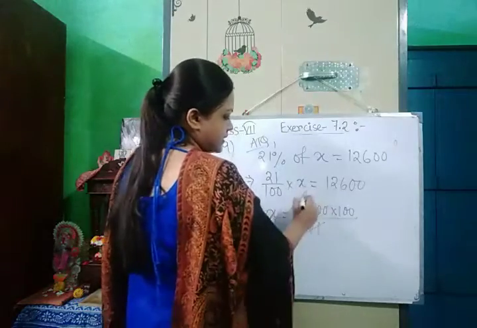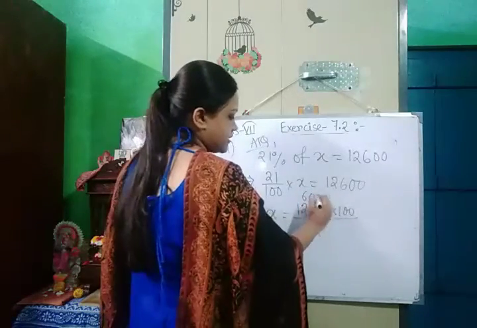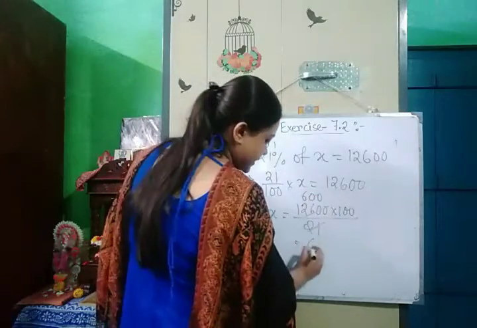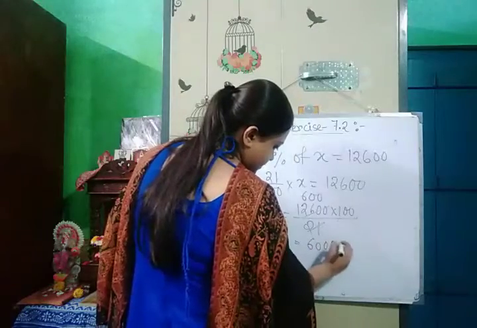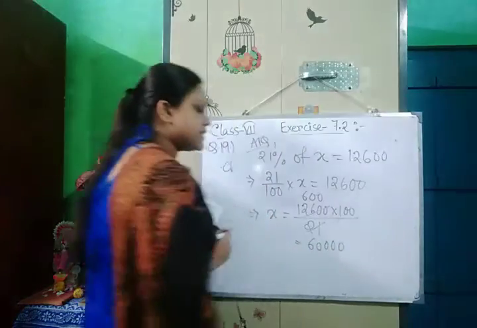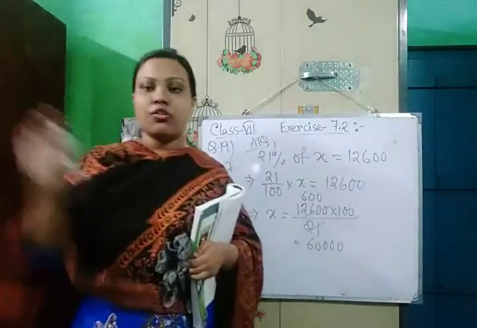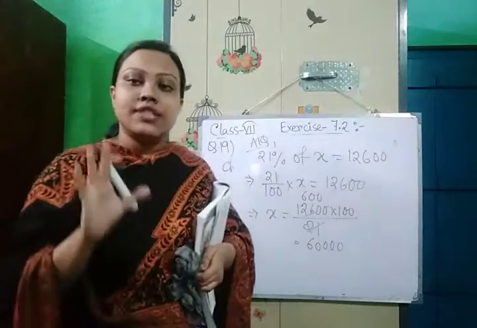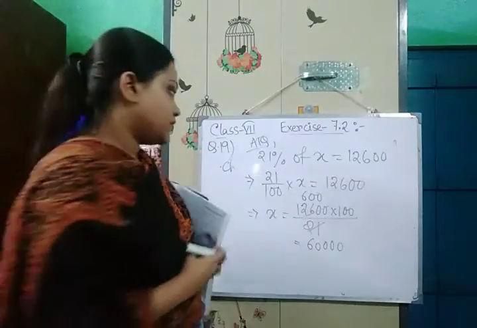21, 6 are 126, then 0, 0. So 6 ones are 6, then 4 zeros. 60,000 is the total population of the town.